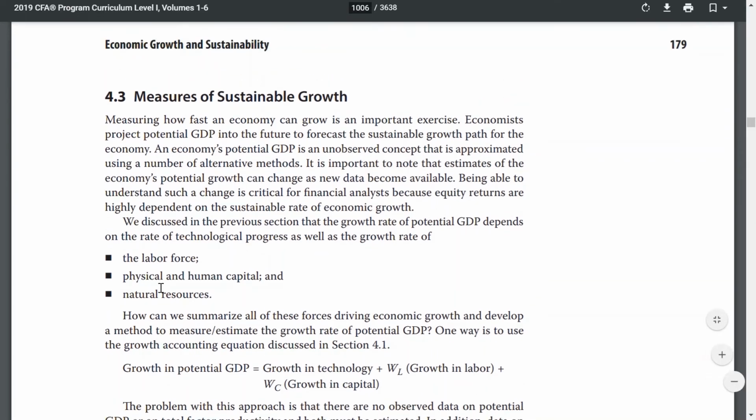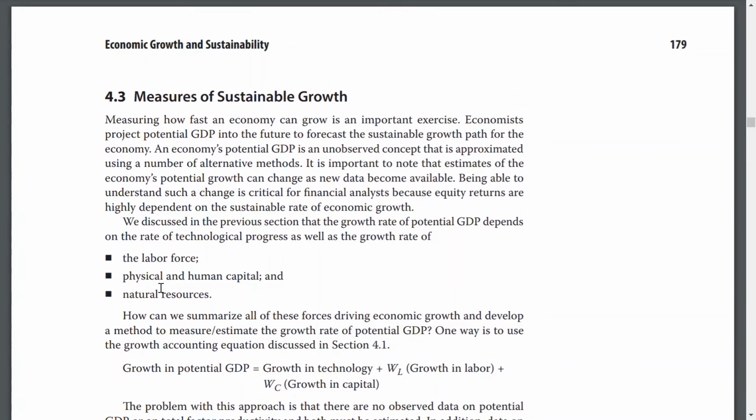4.3 Measures of sustainable growth. Measuring how fast an economy grows is an important exercise. Economists project potential GDP into the future to forecast the sustainable growth path for the economy. An economy's potential GDP is an unobserved concept that is approximated using a number of alternative methods. It is important to note that estimates of an economy's potential growth can change as new data becomes available.